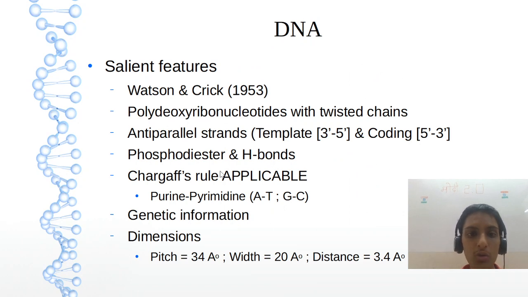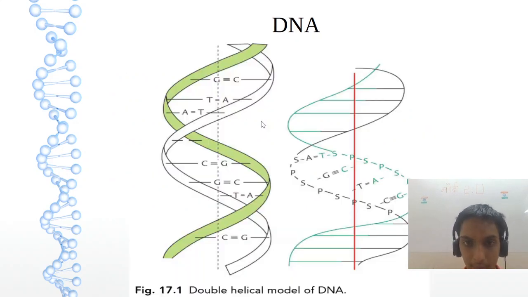So as I told you, first of all, it was discovered by Watson and Crick in 1953, and in the starting I told you polydeoxyribonucleotide chains which are twisted in a common axis. Okay, so there will be two strands, template strand and coding strand. This is the template. This will be the coding. This green color is the coding one. White color is the template one.